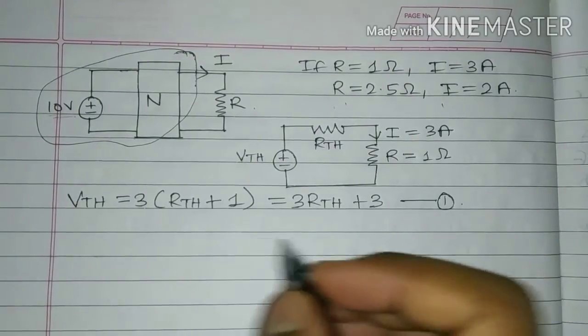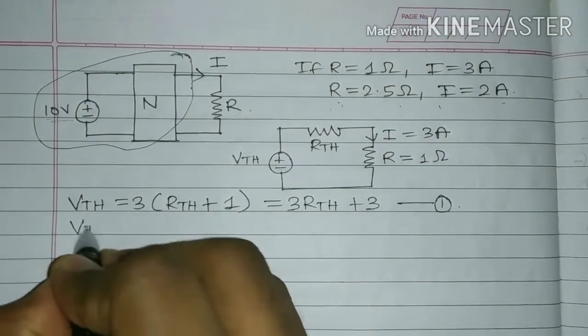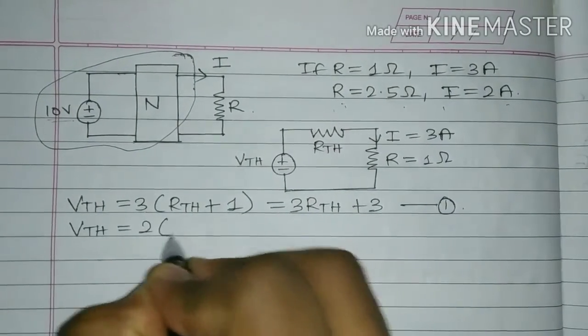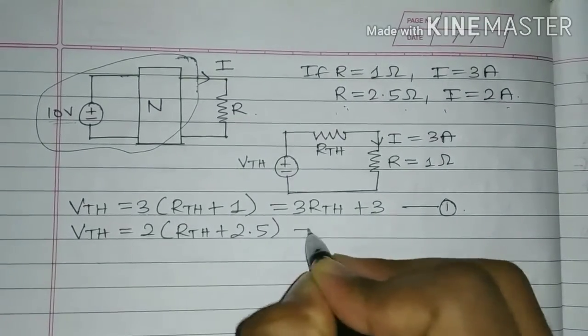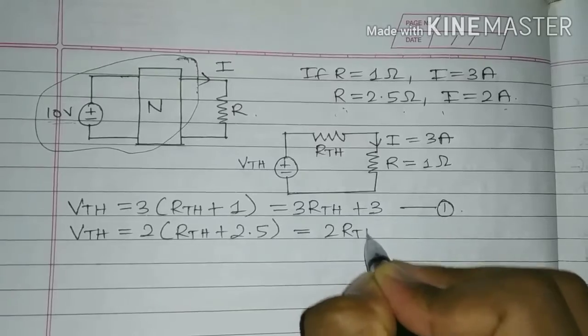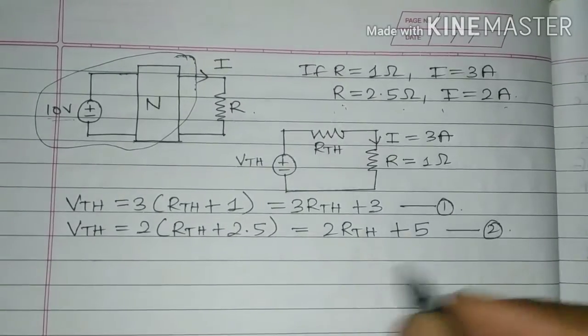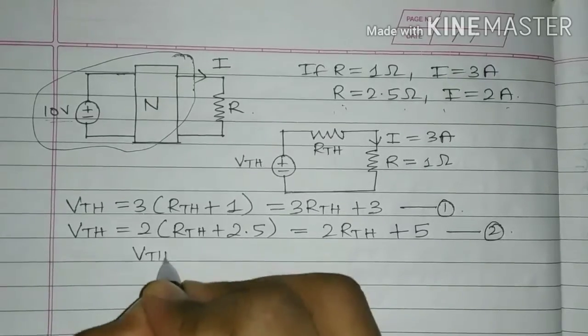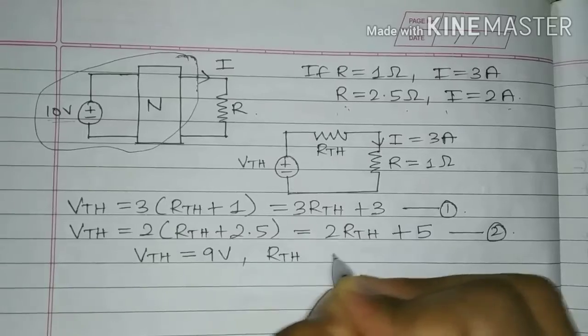Now when R is equal to 2.5 ohms, the current is 2 amperes. So again by KVL, VTh is equal to 2 into RTh plus 2.5, which turns out to be 2 RTh plus 5. Let's name this as equation number 2. On solving these two equations simultaneously, we get VTh is equal to 9 volts and RTh is equal to 2 ohms.